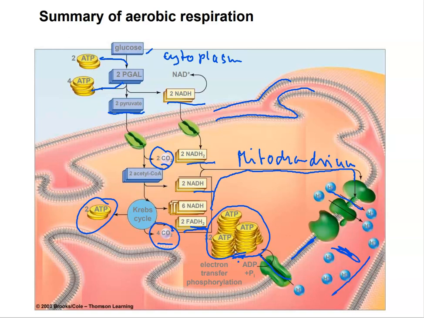Now, you might ask, hey, what's going to happen to the hydrogen ions and the electrons? Well, this is why we need to breathe oxygen. You need oxygen as your final electron acceptor. So the oxygen is waiting. It has to be waiting right here for these low energy electrons that come along and the hydrogen ions.